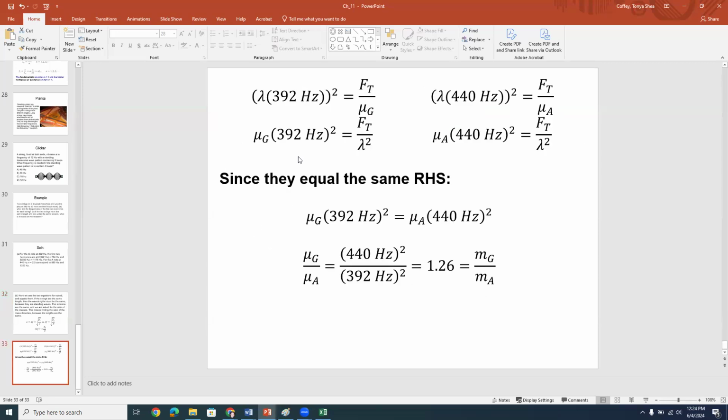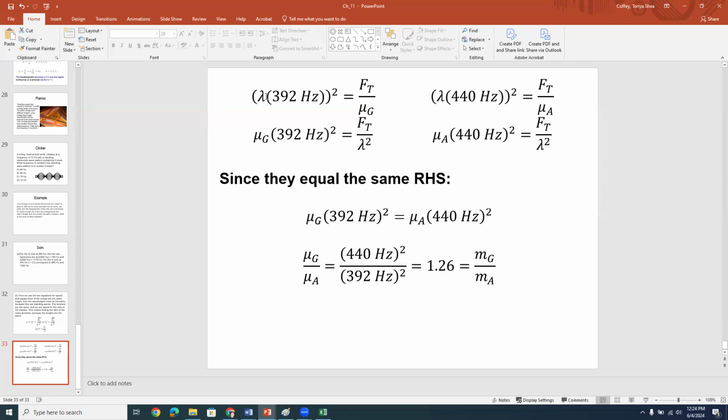So I've got the G note here on the left, that's the 392 hertz. And then I've got the A note here on the right, and that's the 440 hertz. We're going to use the same equations for both. So we have the speed squared is (lambda f) quantity squared, which is F_T divided by mu for both.